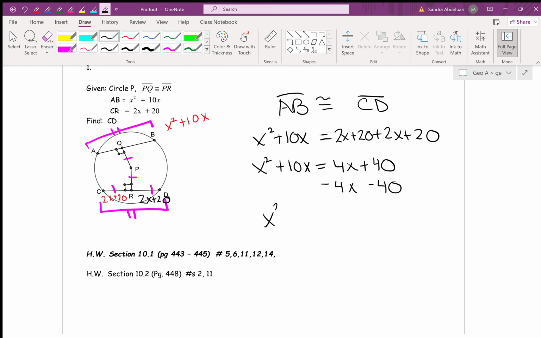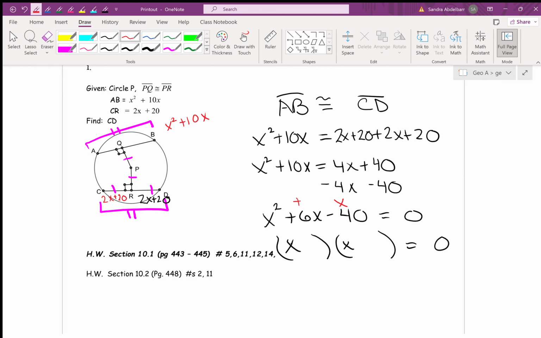So now we're going to have x squared plus 6x minus 40 equals 0. So I need two numbers that multiply to negative 40 but add to a positive 6. What are my factors of negative 40 that add to a positive 6? Well, you got it, 10 and negative 4. Are my answers 10 and negative 4 for x? No, we got to set them equal to 0 and solve. X plus 10 equals 0, x minus 4 equals 0, x equals negative 10, x equals 4.